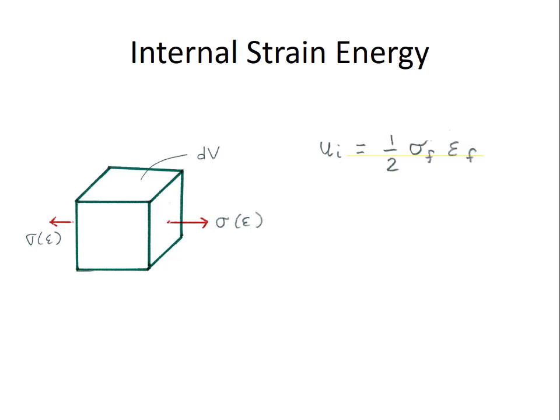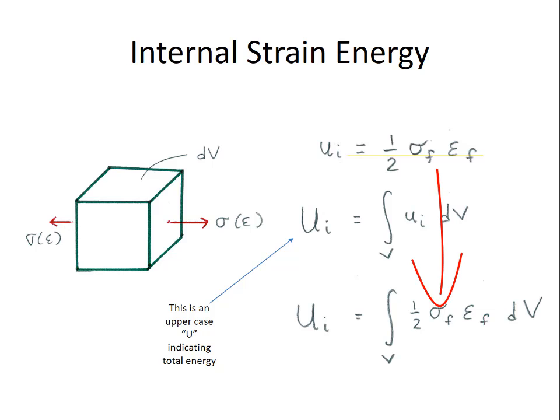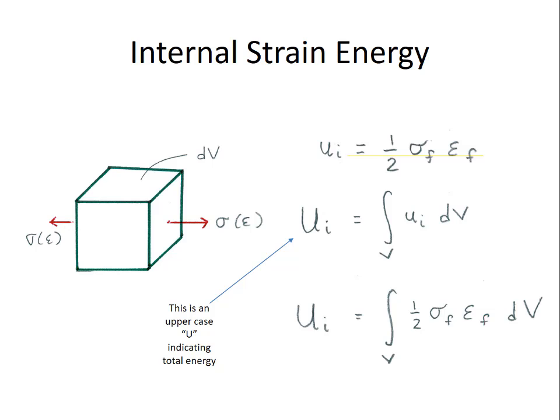We're interested in the internal strain energy in the entire member, so now we need to integrate over the whole volume of the member. So the total internal strain energy is indicated with an uppercase U, and it's the integral of the strain energy density over the volume. Substitute in the expression for the strain energy density, and we have the expression that's shown here. Now we'll start evaluating this differently for cases of bending or for cases of axial stress.